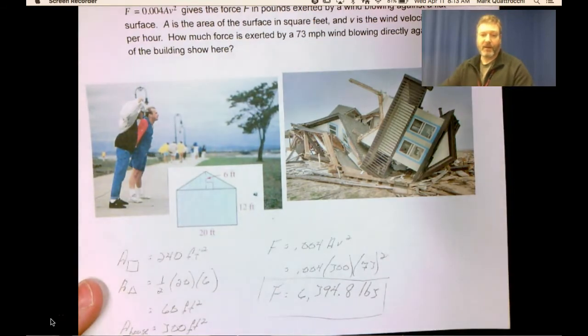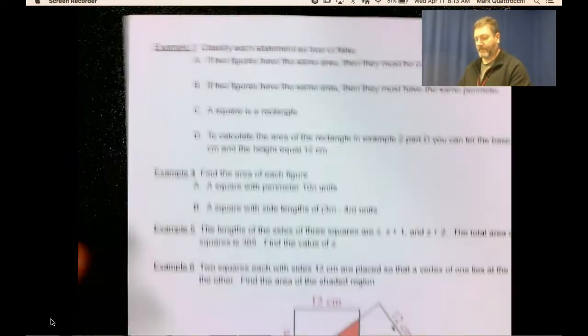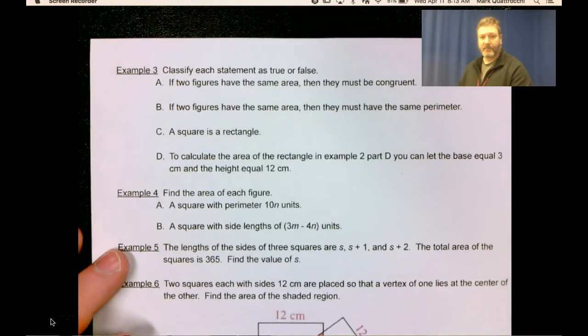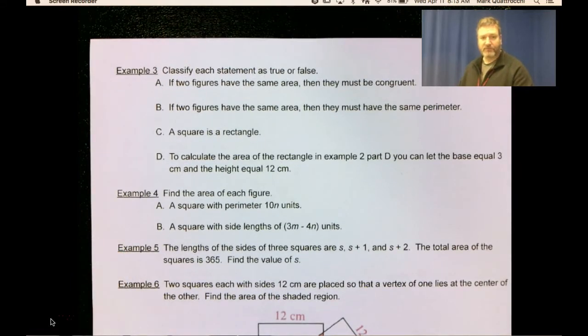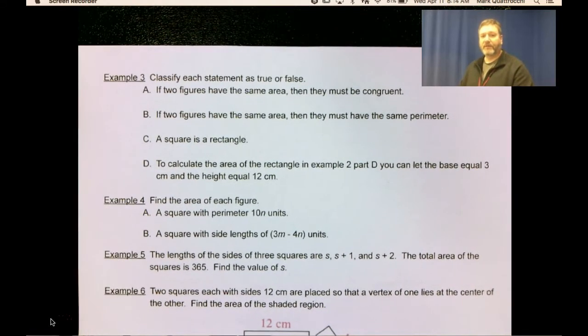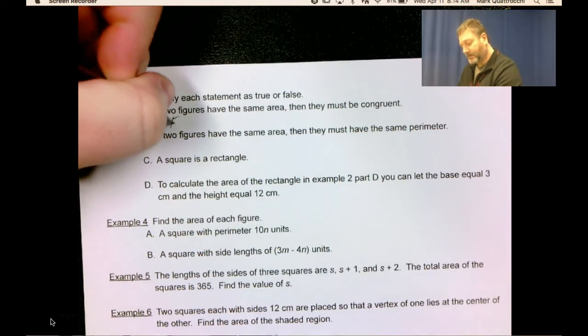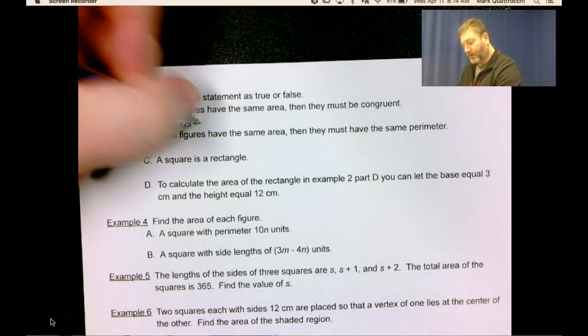That's the answer to part F. Example 3. Classify each statement as true or false. If two figures have the same area, then they must be congruent. That is false. We know that.